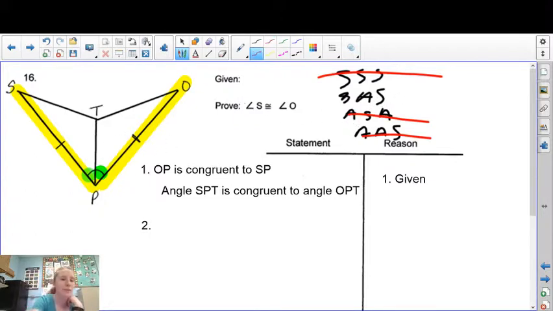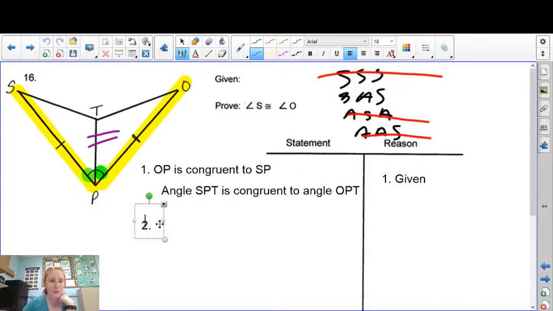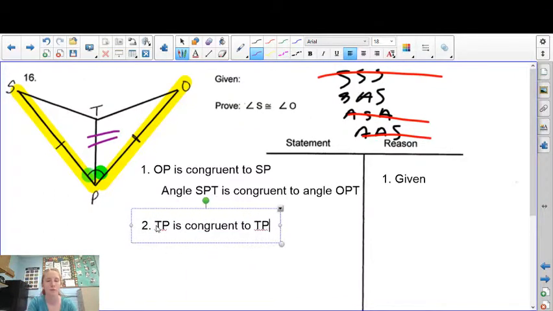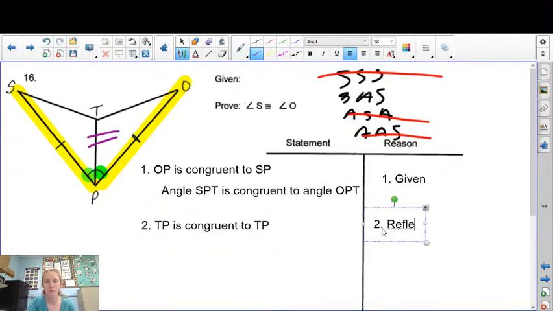Oh, hey, look, given information. Freebie, free piece. Just like our last guy. My reflexive property pops out. TP is congruent to TP. Ooh, okay, so I've got a side, an angle, and a side. I've got a side, an angle, and a side. Woohoo! So step 3, I can say, hey, guess what?